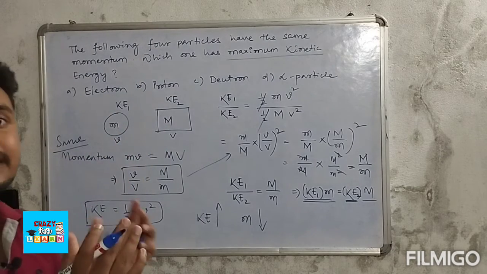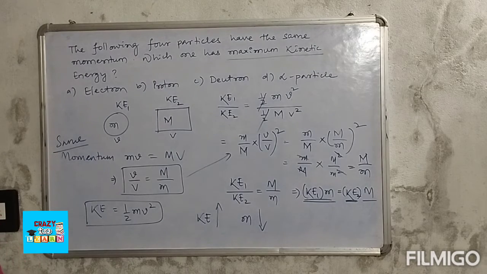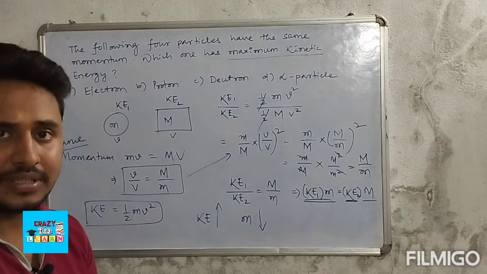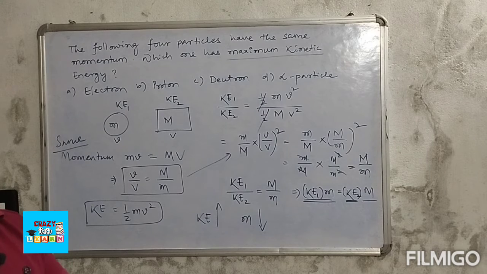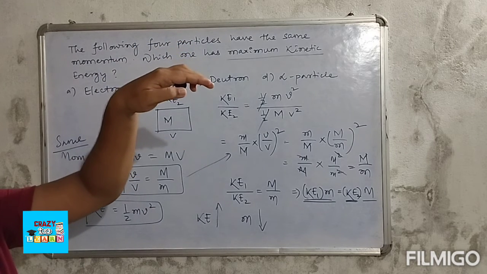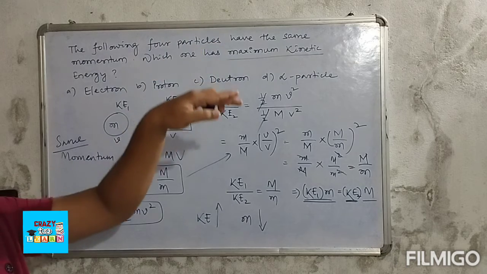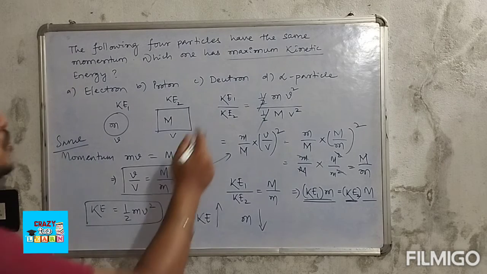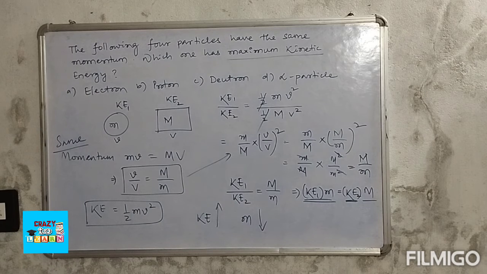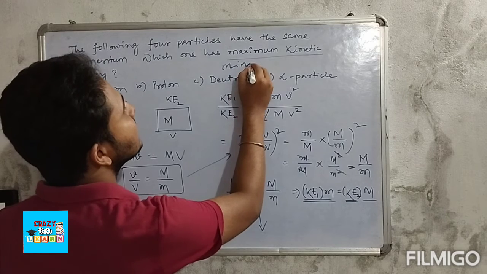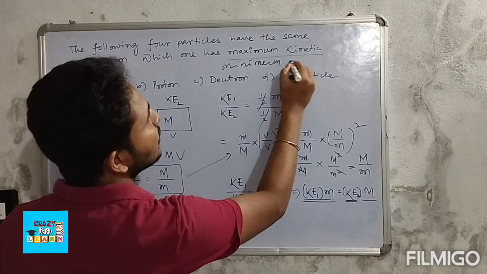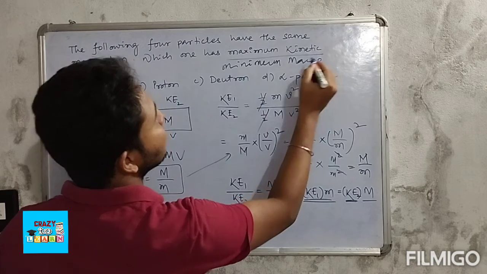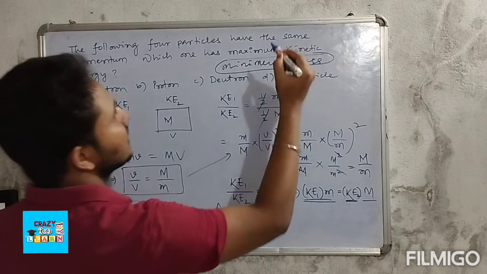As kinetic energy and mass are inversely proportional to each other, their product is the same, so when one is maximum, the other one will be minimum. If kinetic energy is maximum, then mass will be minimum. And when the mass is maximum, the kinetic energy will be minimum. But for this question, it is asked which one has maximum kinetic energy? That means you have to think which one has minimum mass. You have to find out that particle.